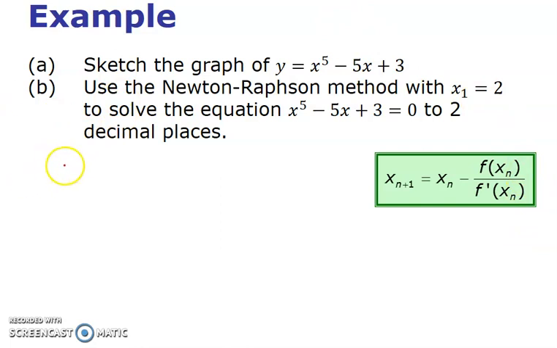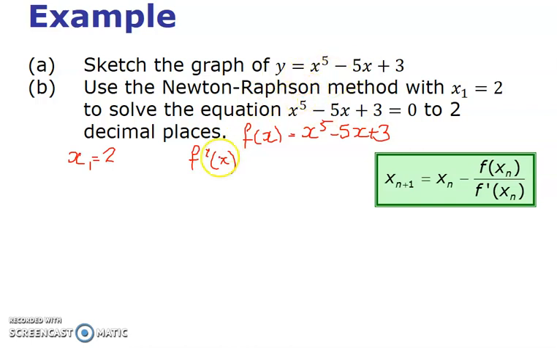So first of all, I write x1 equals 2. And to get x2, I'm going to have to first of all do f dash of x. So obviously f of x is meant to be x to the 5 minus 5x plus 3. That's what my function is, because it tells me that up there. And if I differentiate that, I get 5x to the 4 minus 5. So when x1 equals 2, the best way to do this, if it was me, I'd go 2 and equals on my calculator.